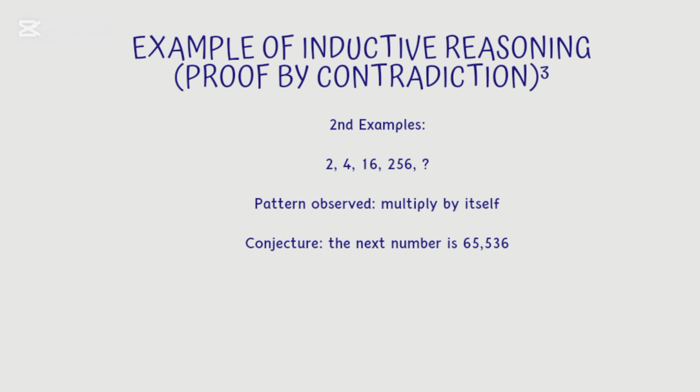Bakit 2 times 2 is equals to 4? Yes. But 4 times 2 is equals to 16 ba? No. Kasi 4 times 2 is equals to 8. Masyadong malaki yung next number para i-multiply siya sa 2. So, kung i-observe natin, parang multiply by itself. So, 2 times 2 is equals to 4. 4 times 4 is equals to 16. And 16 times 16 is equals to 256. So, sabihin na natin multiply by itself.